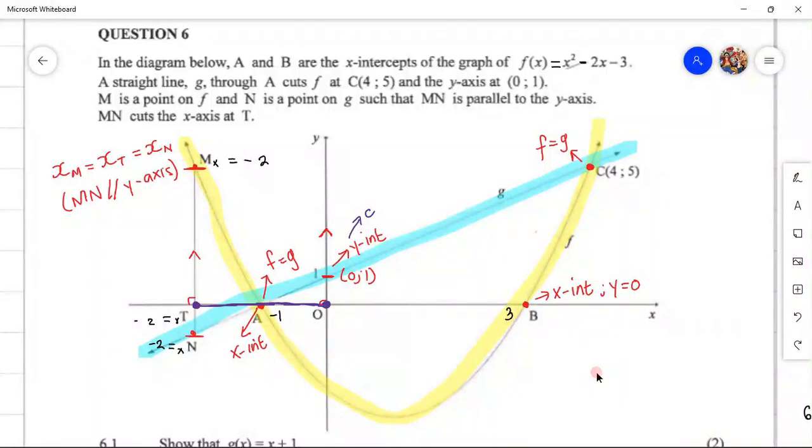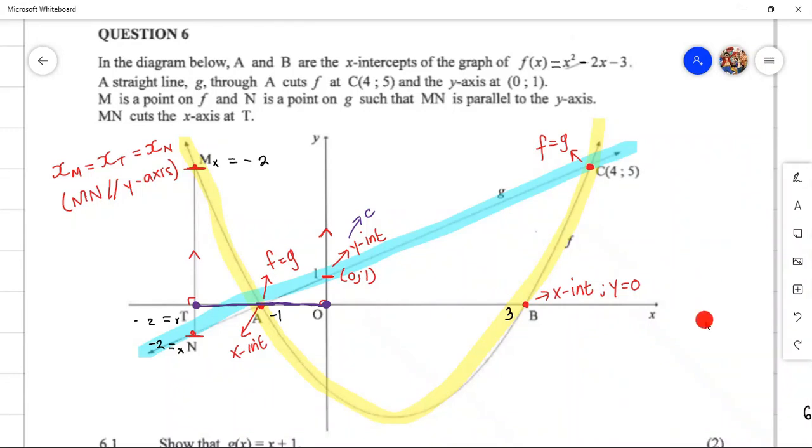So that is how we arrived at the x value of n as -2. Now, because the point n is on the equation or on the line G, we therefore use the equation of G to find the y value of n. So, just to repeat once more, I am going to substitute my x value of n into my equation of G because n is a point on G.